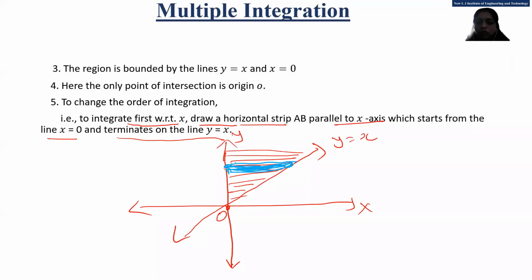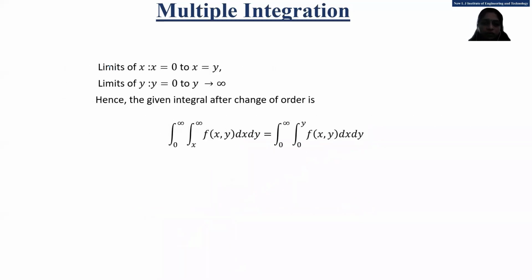Now, as we convert the strip to the horizontal form, first we have to write the limit of x, then the limit of y. So what is the limit of x? This is our starting point. This is our end point. Here x equal to 0, and the terminating point is x equal to y. So the limits of x are x equal to 0 to x equal to y.